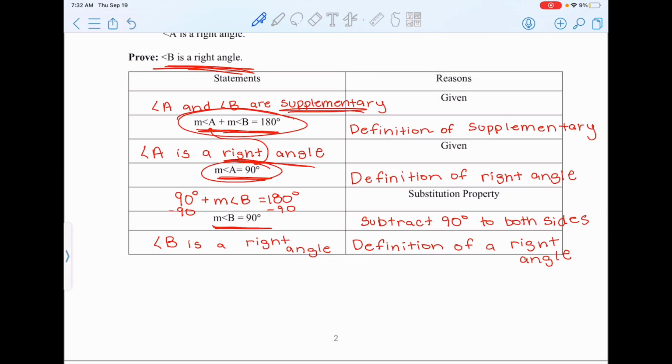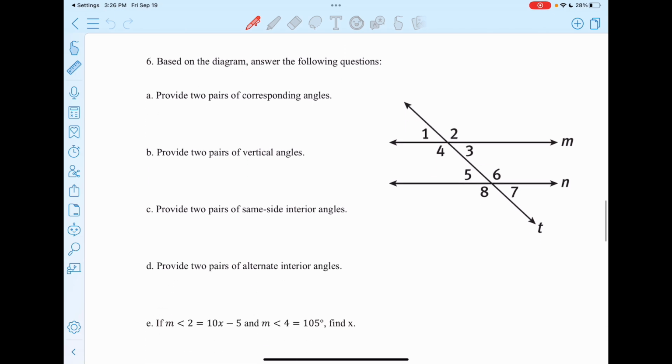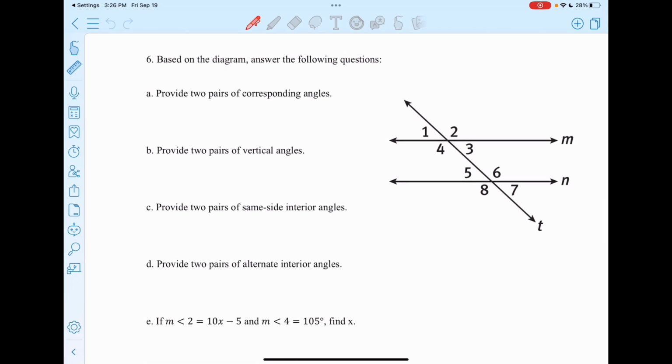The last thing we are going to review in this video is our angle pairs. For question 6, we have two parallel lines, M and N, and a transversal that cuts through them. And we're going to talk about our angle pairs. Provide two pairs of corresponding angles. Corresponding angles are on the same side of the transversal and they point in the same direction, such as 1 and 5. Those are both on the same side of the transversal and point in the same direction.